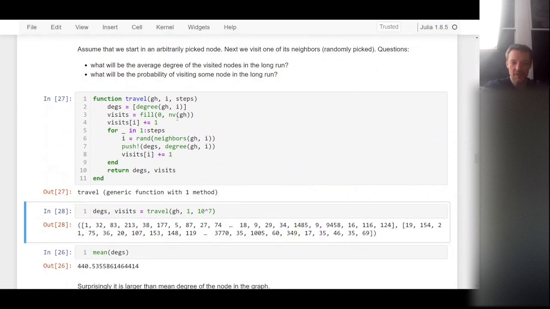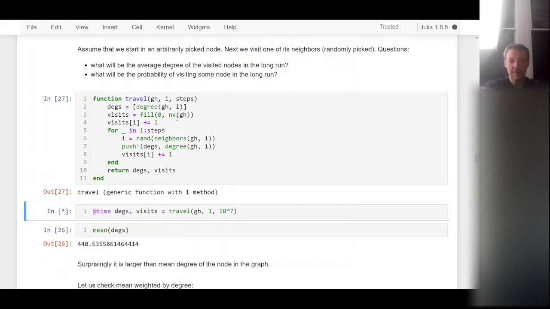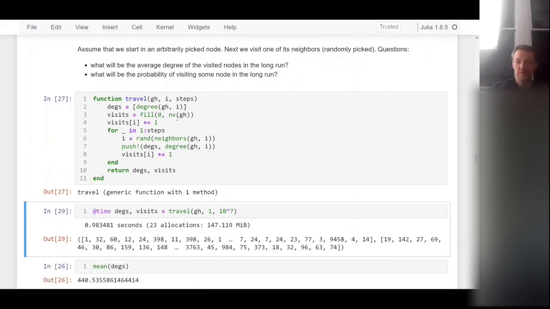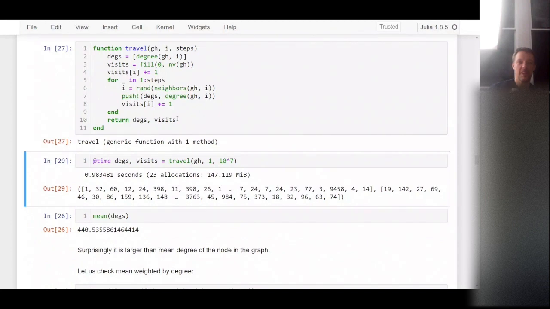So I run this function. Let us check how long it runs. It ran under 1 second. And we see that I ran it 10 million times, because 10 to the power of 7. So I ran it 10 million times and it's under a second. So again, it is pretty efficient.